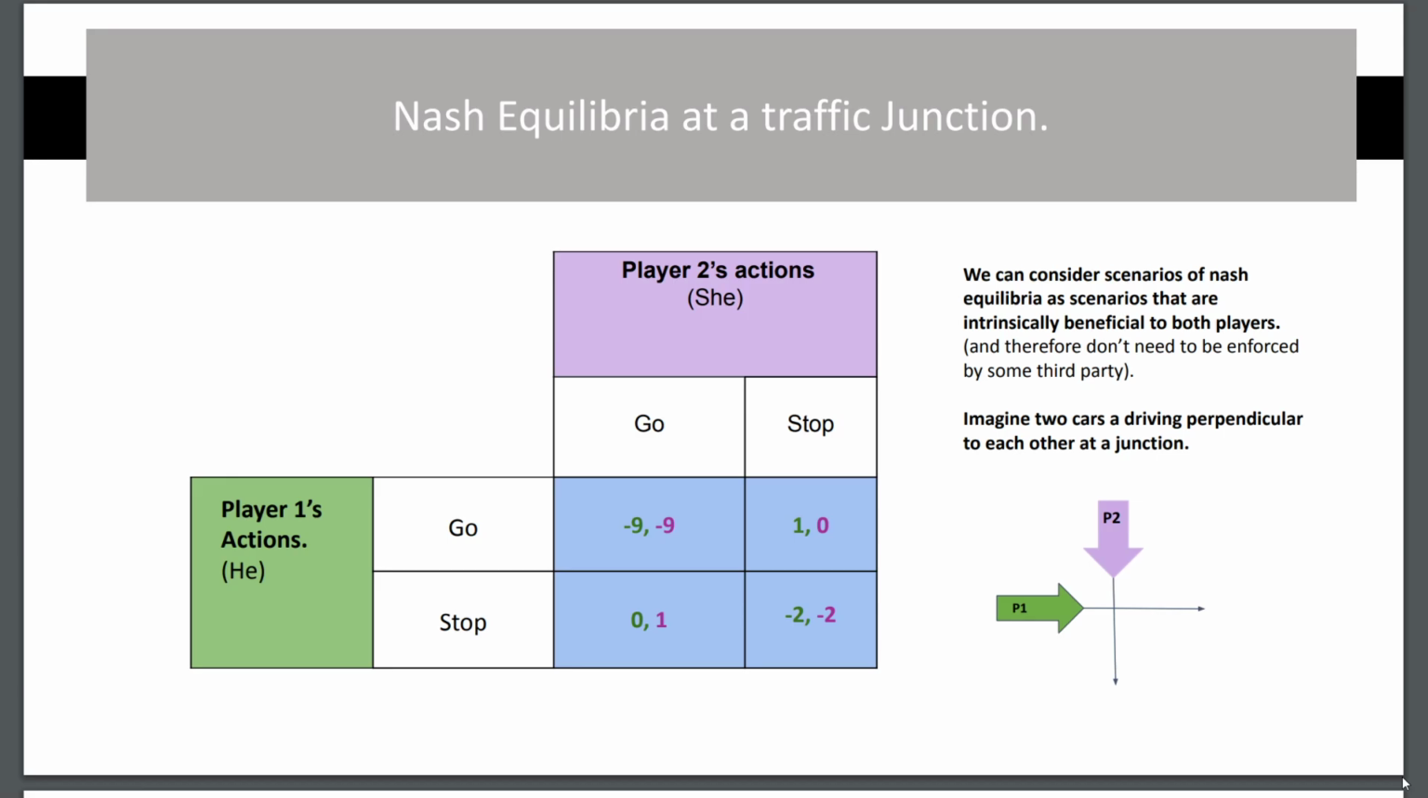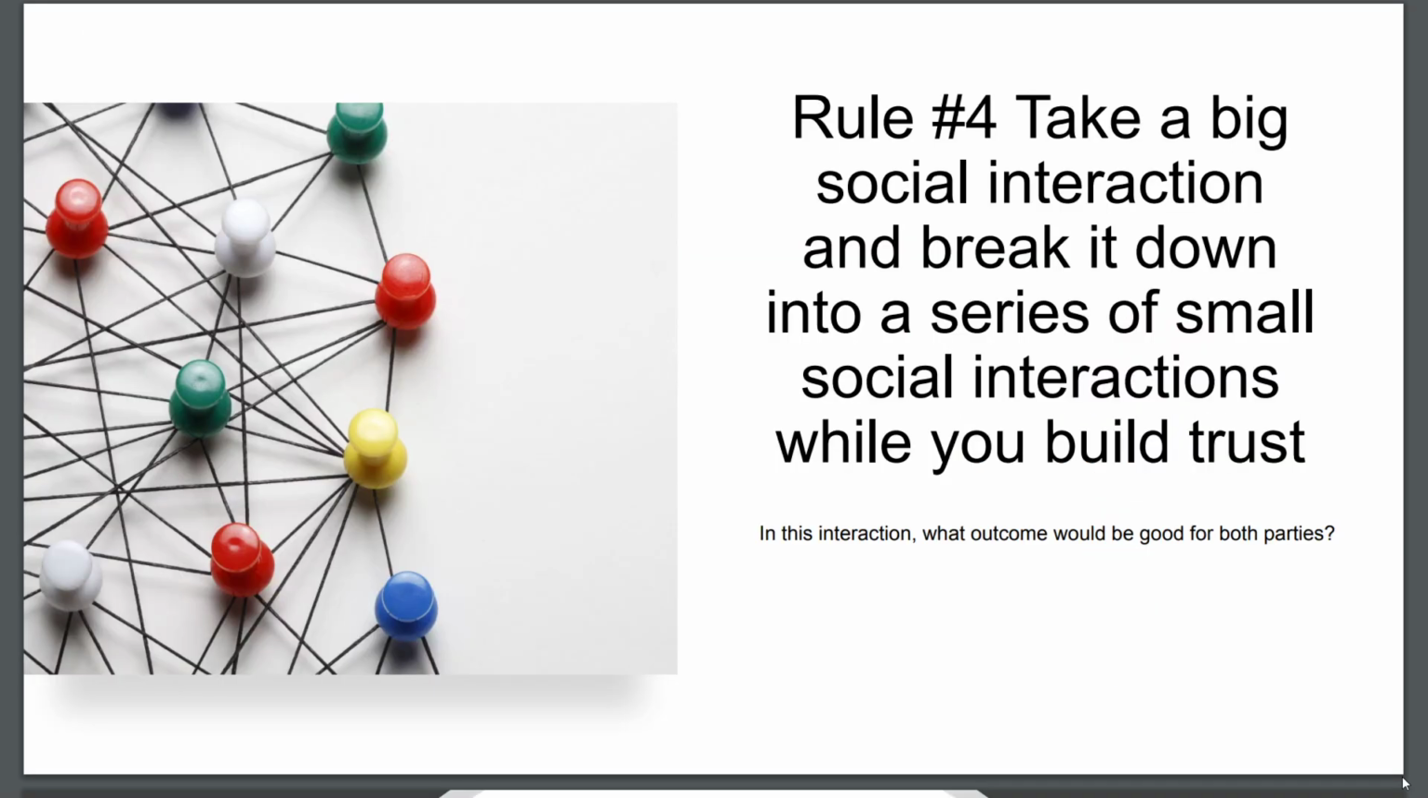Breaking down complex social interactions into smaller, trust-building steps can help align incentives. For example, when managing a team, ensure that cooperation yields better outcomes than working independently. This builds trust and fosters collaboration.